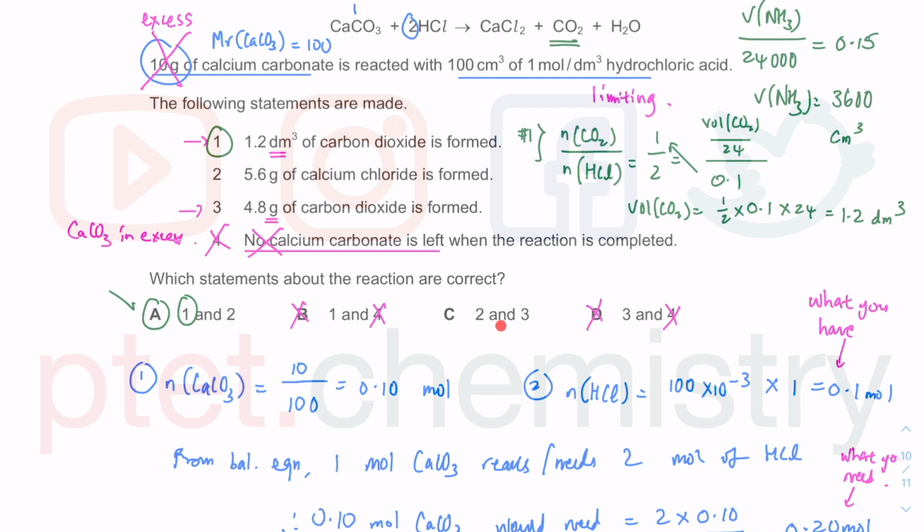Okay, that's how we can get A as the answer already without checking for the rest. This is a shortcut way in a multiple choice paper. Cut out what is impossible. This is called the elimination method. If you want, you can also check number 3 and you will be able to show that it is wrong.